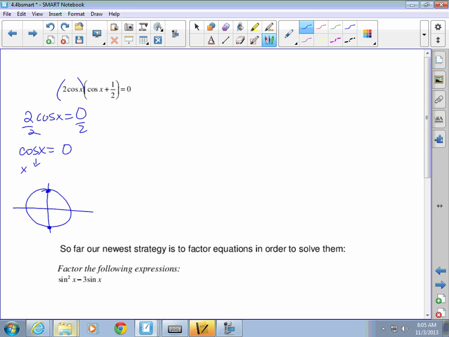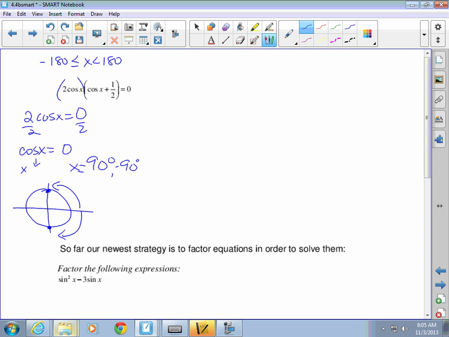So that means that with my restriction, and my restriction was between negative 180 and 180, I think. Yeah. So that means going in this direction, x would equal 90 degrees. And I can't go around to there because that would make it more than 180, so I have to go in this direction, which would make it negative 90 degrees. So I've solved for the first factor.